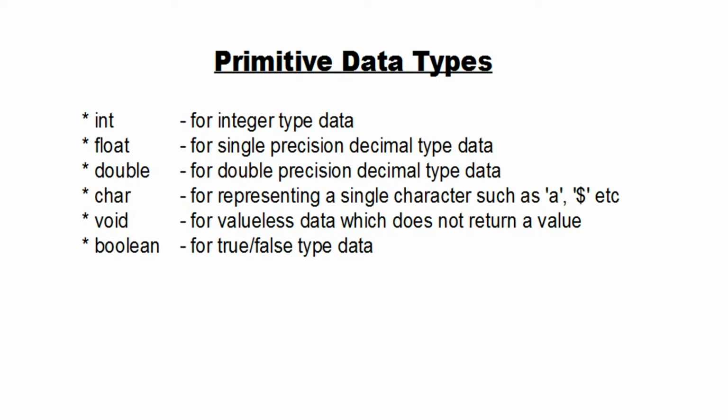precision decimal type. Moving on to char, this is used for representing a single character such as any alphabet such as A or any symbol, dollar, etc. Void is used for valueless data which does not return a value. This is important that it does not return a value. Coming on to boolean, this is used for true-false type data. The data has two states, either it is true or it is false.